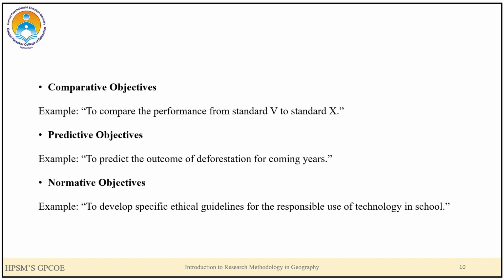Predictive objectives aim to forecast or predict future outcomes or trends based on existing data or patterns. For example, to predict the outcome of deforestation for coming years. Next is normative objectives. Normative objectives involve establishing standard guidelines or recommendations for a specific area of study. For example, to develop specific ethical guidelines for the responsible use of technology in school.